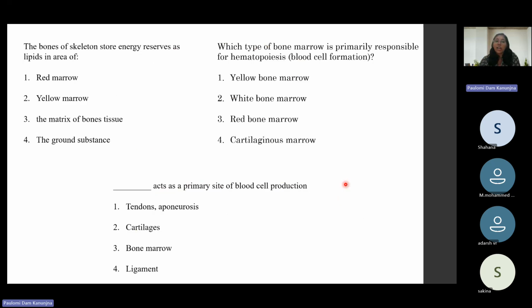These are all types of bone marrow questions. So one slide tackles all the different topics. This is first, this is second, and this is third. The bones of the skeleton store energy reserves as lipid. Where do they store lipid? Second one, hematopoiesis, which is something I have just mentioned. And the third one is the site of blood cell production.